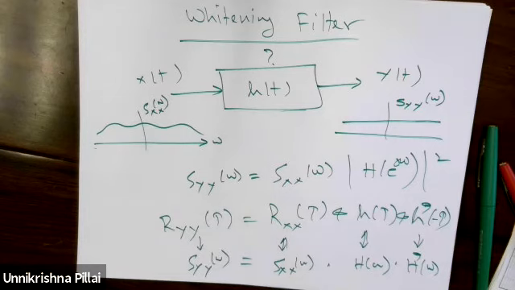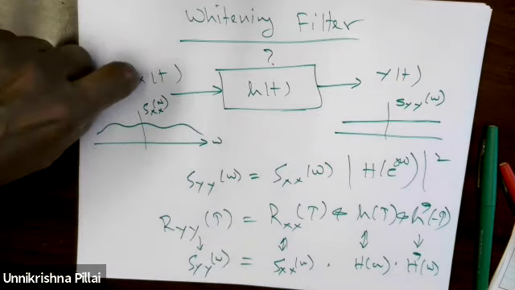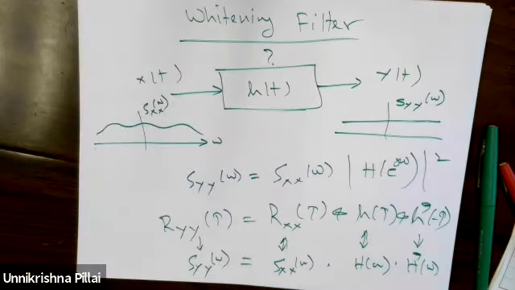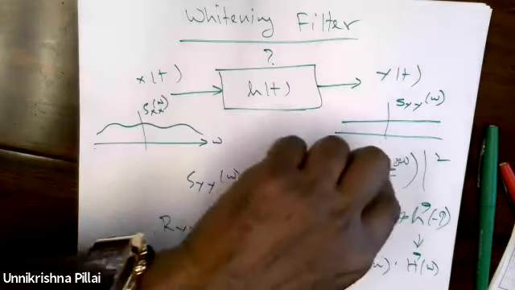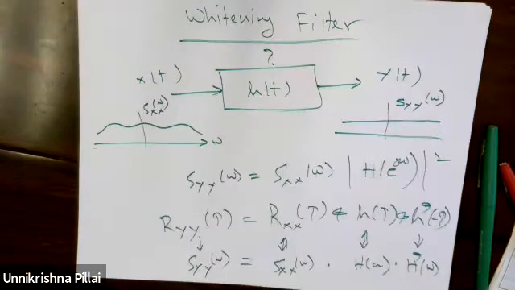I heard three different answers. Fortunately, I didn't look at your name, so you don't have to worry. Someone said input multiplied by filter. That's a very sloppy statement. Someone told me input spectrum multiplied by the filter transfer function. That's also wrong. It's the filter transfer function squared, as the last person said.